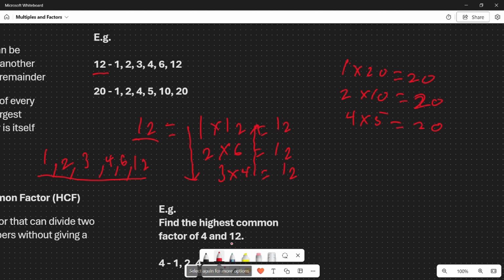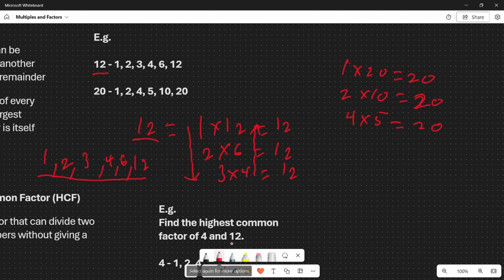Now, one can say that the common factors in these two are 1, 2, and 4. So you can then put those common factors out and you can ignore the rest. Now, as it says, the highest common factor. So you are meant to take the factor that is the highest, and that factor is 4. So the highest common factor of 4 and 12 is 4.